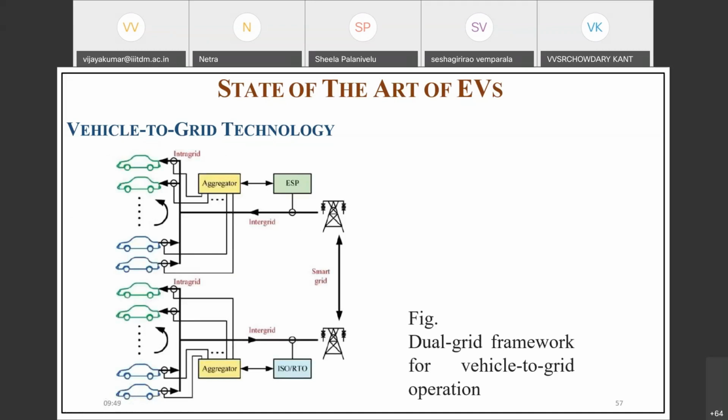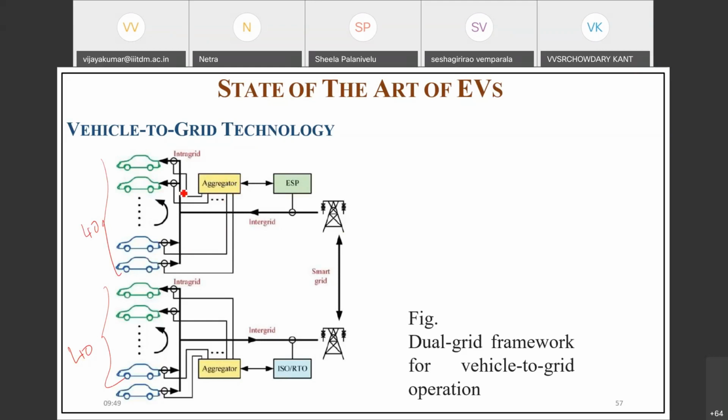So this is the framework for vehicle to grid technology. You can look at it here. Say this is one apartment, and this is another apartment. We have 40 vehicles here and another 40 vehicles here. During night time, I can say 60% of the vehicles will be parked in the parking lots. So in both cases, at least 60% means you can get 25 vehicles here and 25 vehicles there. On that parking, we have the aggregator.